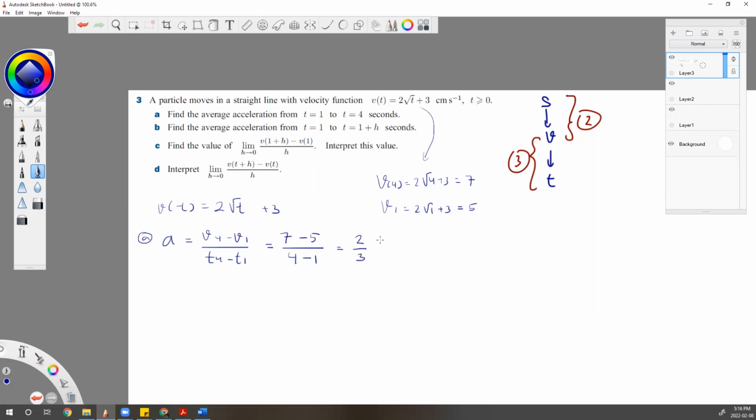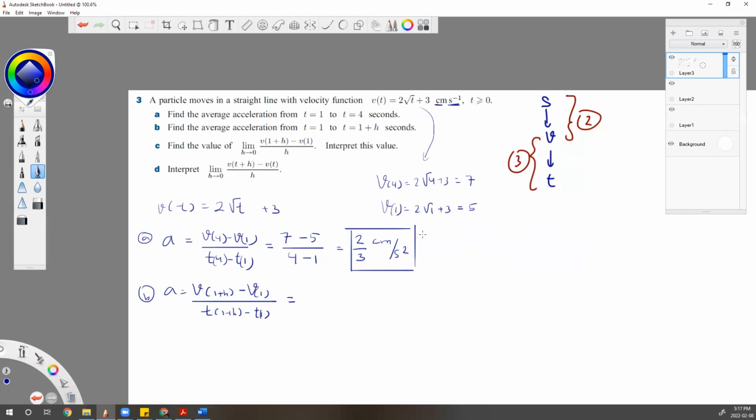So 2 over 3 centimeter over second squared, because the unit of acceleration is always distance over time squared. The distance is centimeter, the time is second. Okay, just let it be. Now, question B. You need to find V(1 plus H) minus V(1) over, I think I need to put a bracket like this, T1 plus H minus T1.